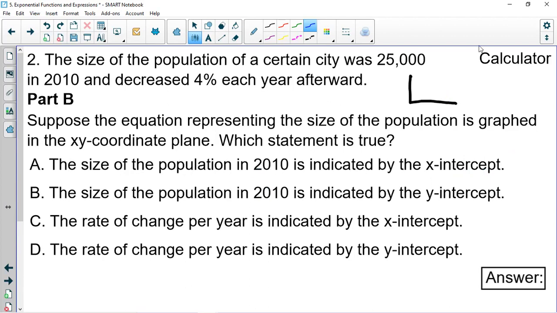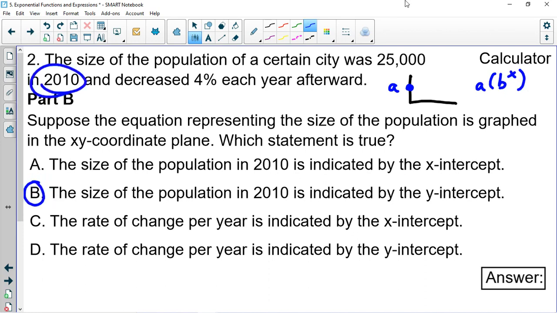B says the size of the population in 2010 is indicated by the y-intercept. So the y-intercept is going to be somewhere on the y-axis. Maybe it's right there. I'm just picking a point. And if we remember, that's our a value, our initial value, when we're using the general form a times b to the x, the general form of an exponential function, I should say. So I'm pretty sure that's going to be the answer.